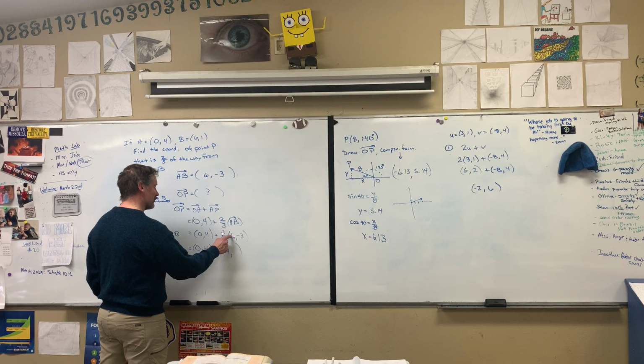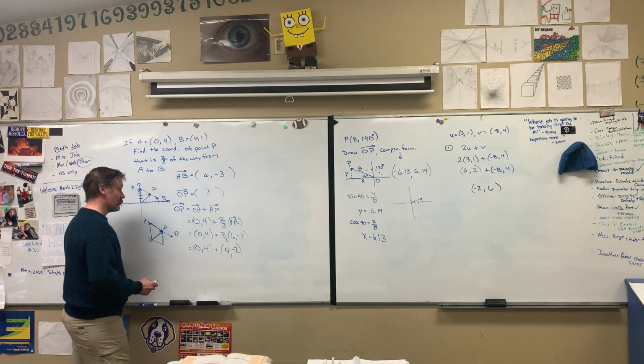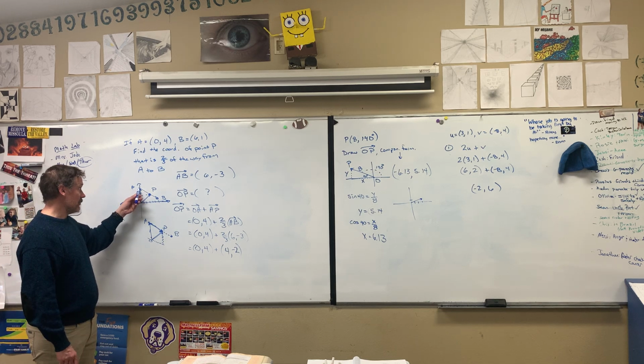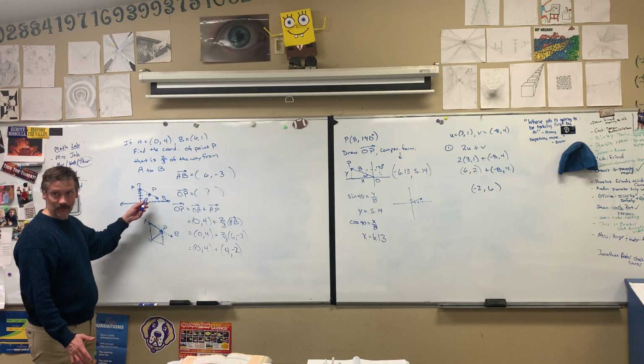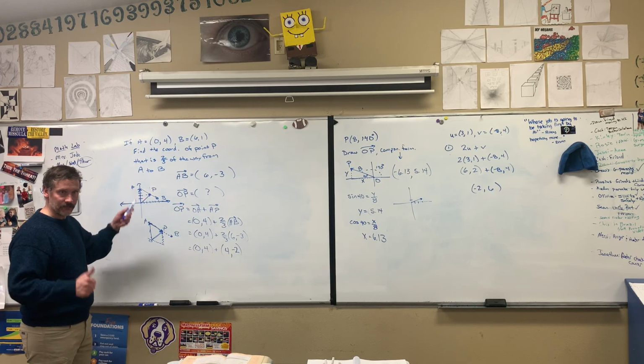This one is right. 3 goes into 6, 2. 2 times 2 is 4. 3 goes into this, negative 1. Negative 1 times 2 is negative 2. Now, we kind of check that, okay, going from A to P, you go out 4, down 2. Okay, good. That actually makes sense. We're going positive 4, down 2 to get to P.